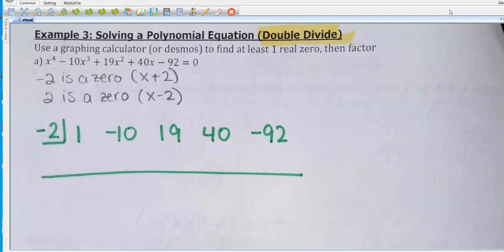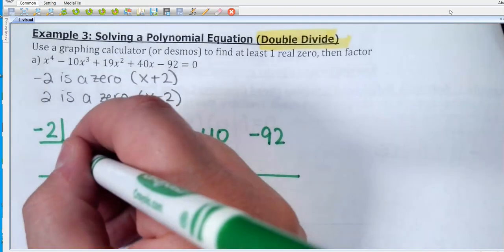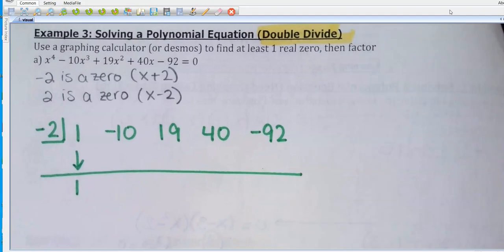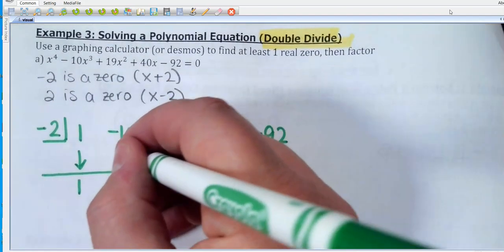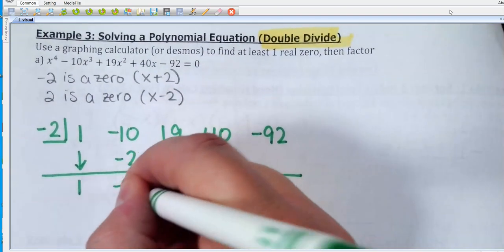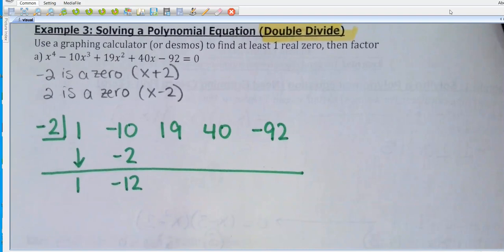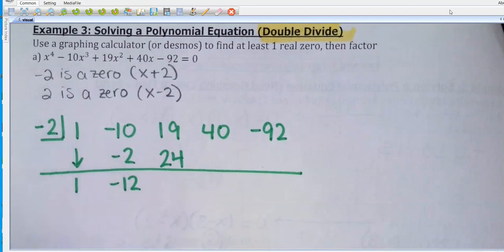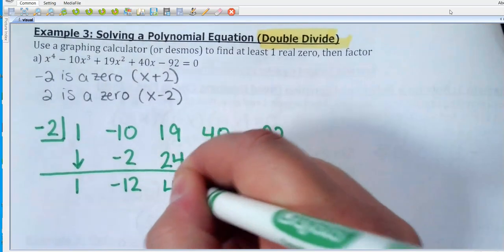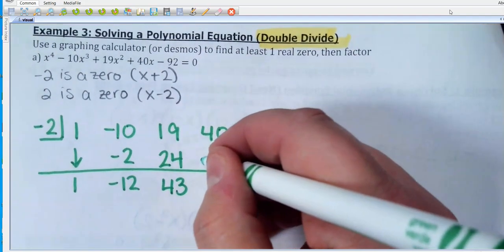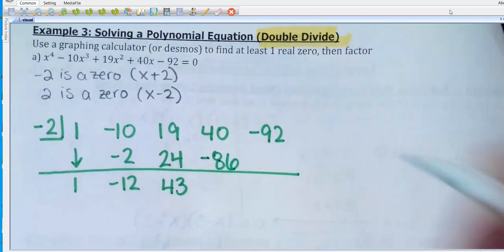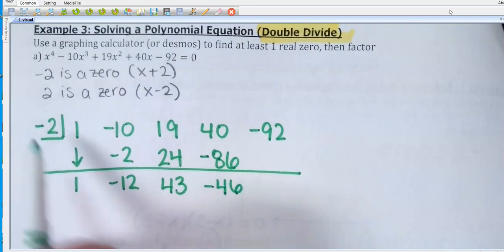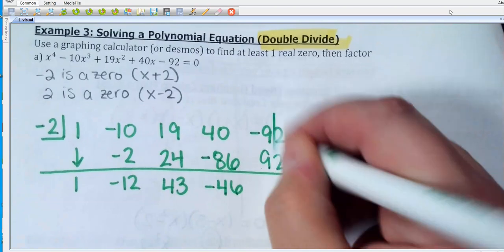And here's where I'm probably grabbing my calculator because a couple of these numbers might be a little bit big. So just bring down that first coefficient, 1, underneath the line. And then we're just going to multiply, add all the way down here. Negative 2 times 1 is going to give you negative 2. Add that to negative 10. This will be negative 12. Negative 2 times negative 12 ends up being positive 24. And don't judge me, I'm using my calculator. Okay, this is 43. Negative 2 times 43 is negative 86. And if I take 40 minus 86, that's negative 46. Negative 2 times negative 46 is positive 92, no remainder.